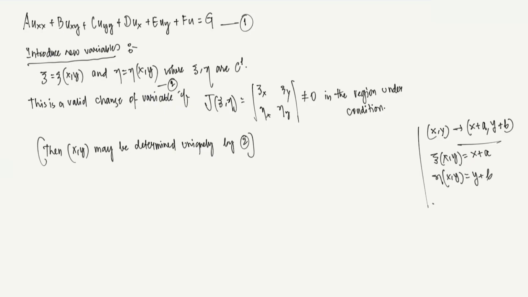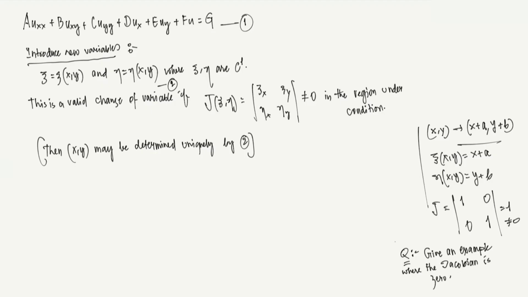Now you see, if you look at the Jacobian matrix, it is xi with respect to x, which is 1, and xi with respect to y, which is 0, and eta with respect to x, which is 0, and eta with respect to y, which is 1. So the Jacobian is non-zero. So this is a valid change of variable. Now there is a very simple question I wanted to answer: give an example where the Jacobian is 0.